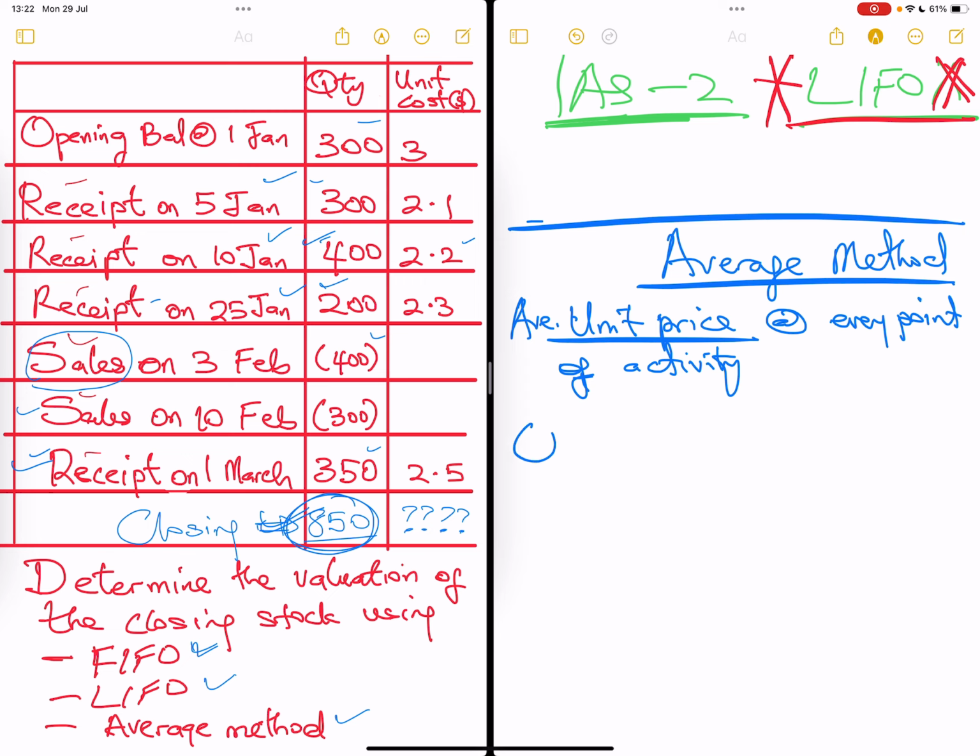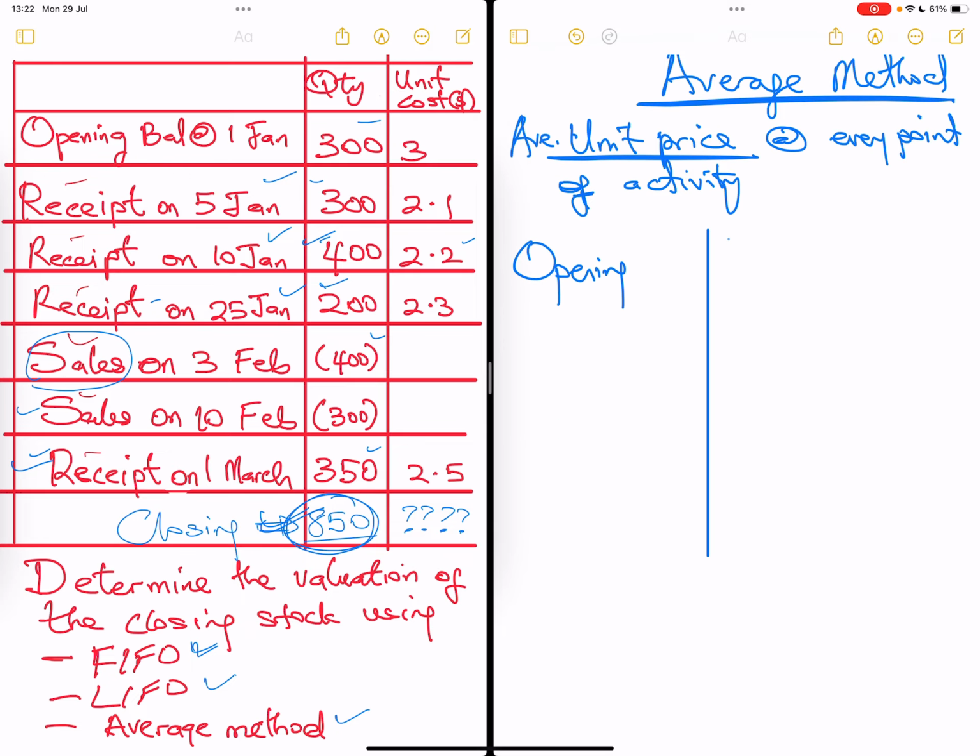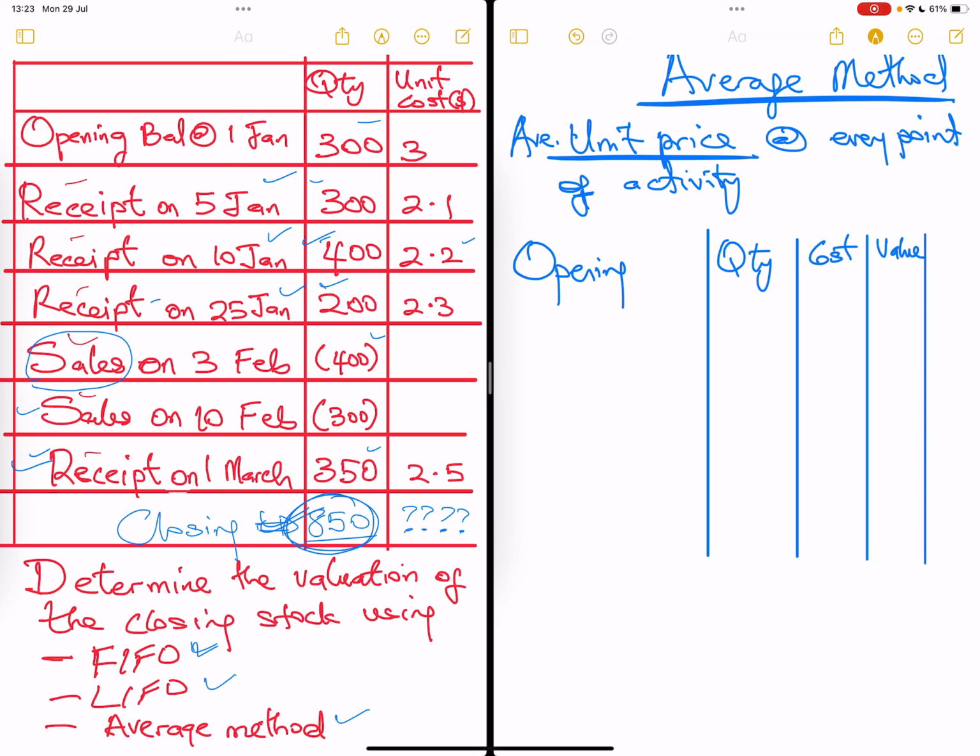The same approach we've been using. We have opening. We're going to add just one column in addition to what we've been doing. So we have the quantity, we have the cost, we have the value, then we need to have the average unit price.